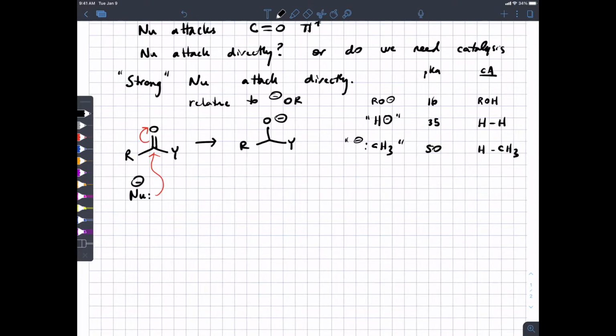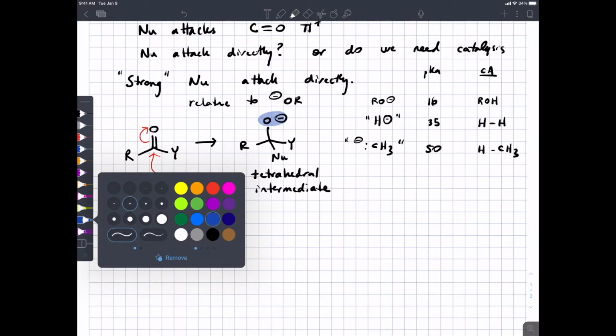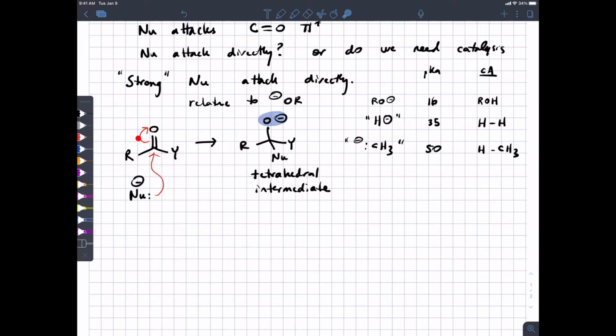This is now sp3 hybridized. We've gone from having an sp2 trigonal planar carbon to having an sp3 tetrahedral carbon, and so we will call this the tetrahedral intermediate. Notice that the tetrahedral intermediate has a negative charge on what used to be the carbonyl oxygen. The reason is that we broke the carbon-oxygen pi bond and electrons moved there.